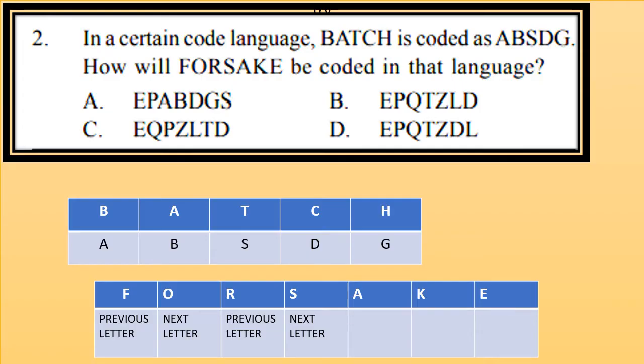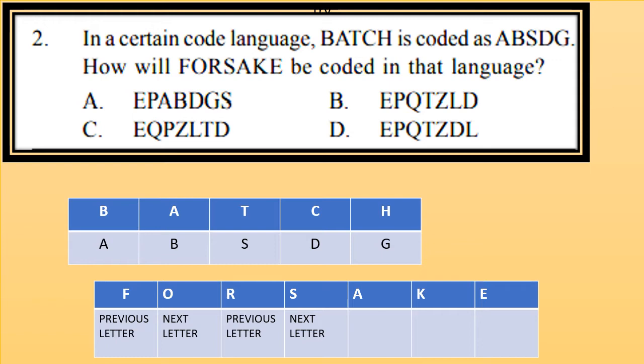In a certain code language, batch is coded as ABSDG. How will forsake be coded in that language? Now the code for batch is given. So first write it in tabular form. So for B it is A, and for A it is B. For T it is S, for C it is D, for H it is G. So the formula for this code is: for the first letter the code will be the previous letter. For the second letter the code will be the next letter.